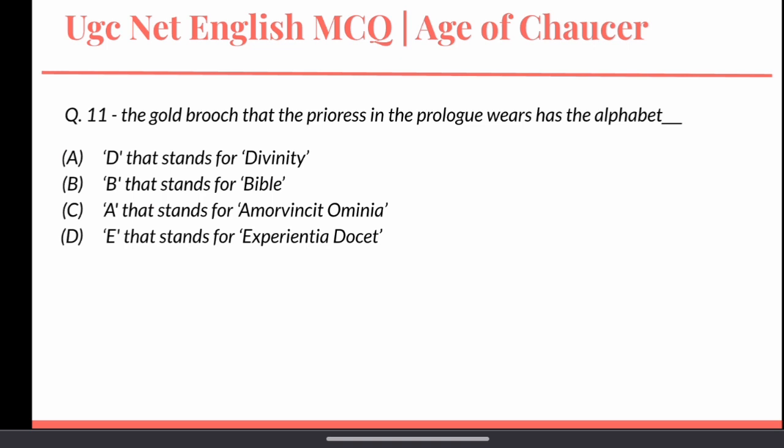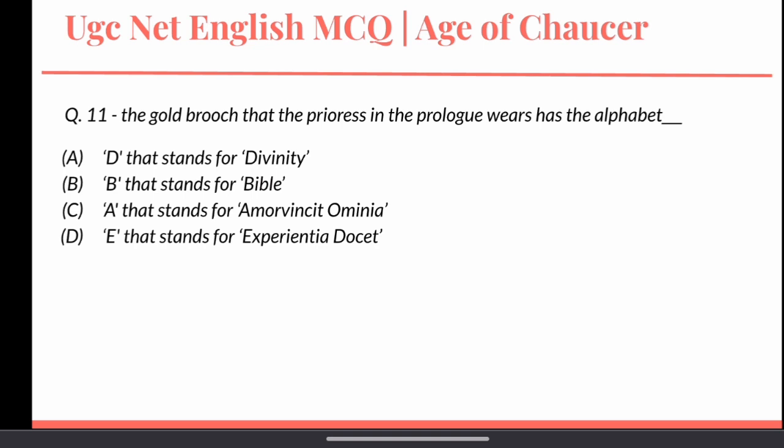Okay, the gold brooch that the prioress in the prologue wears has the alphabet... Okay, so what is the alphabet which is there in the gold brooch that the prioress is wearing in the prologue? Option A, D, that stands for divinity, option B, B, that stands for Bible, option C, A, that stands for Amor Vincit Omnia, option D, E, that stands for Experientia Docet.